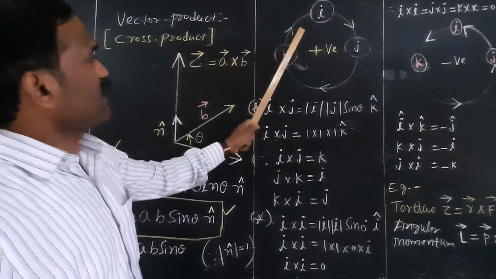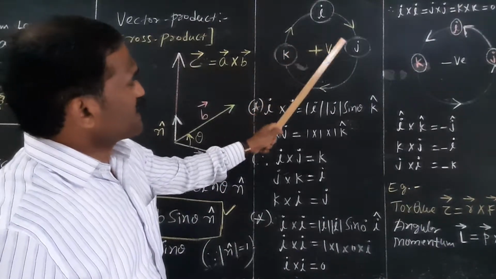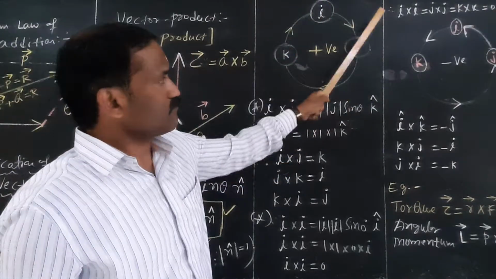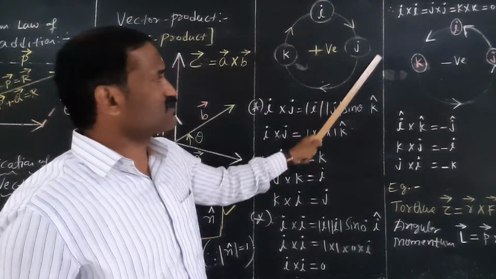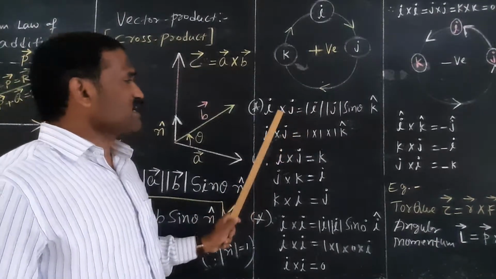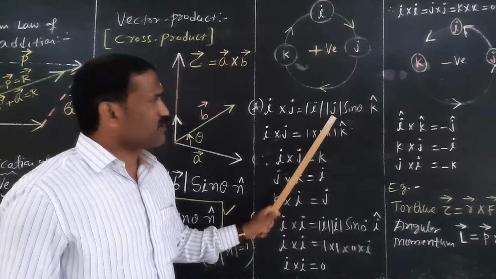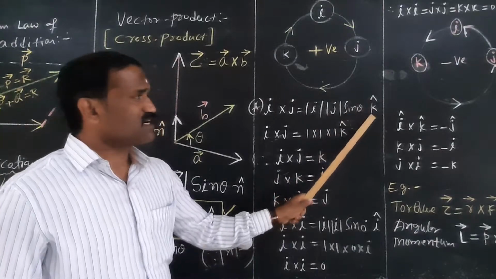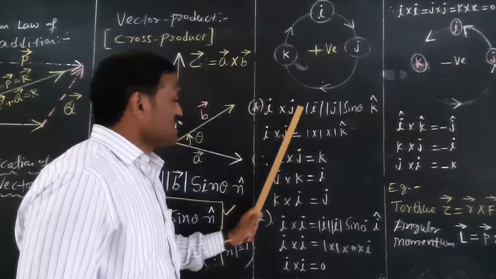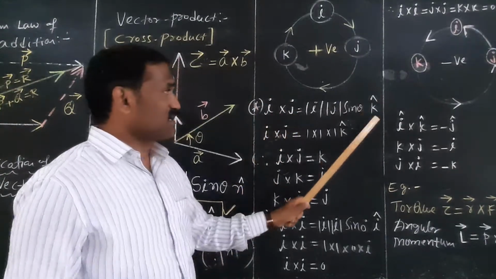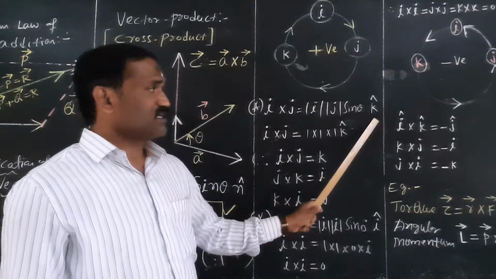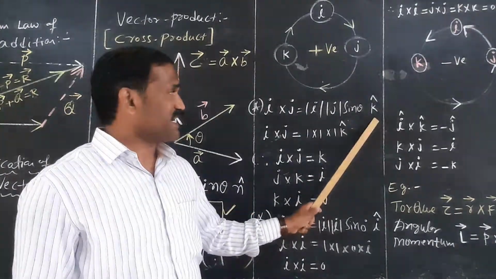Now observe carefully. I, J, K are taken along the clockwise direction. I cross J. What is A cross B? Magnitude of A into magnitude of B into sin theta. Where is the result? You get K cap. The result of I cross J, where I and J are in one plane, will be in the other plane, perpendicular to the plane containing I and J. That is, the result will be in the K direction.